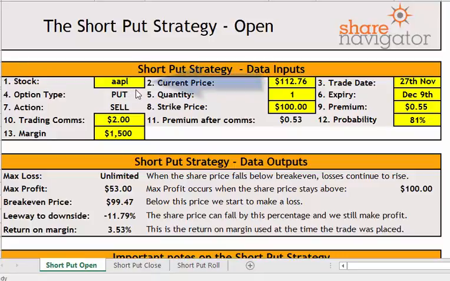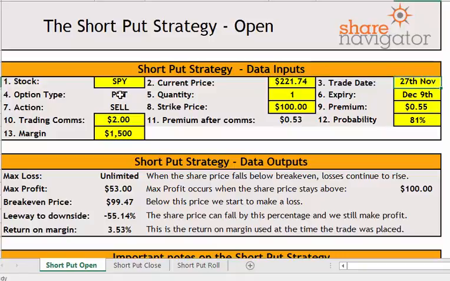The first thing you're going to do is change the stock. So let's say we're going to change it to SPY. We're going to do a short put in SPY. And the current share price of SPY is 221.74. The trade date, today's date, is the 27th of November, so we're not going to change that. You can see here in the put section, anything in grey is automatically populated.